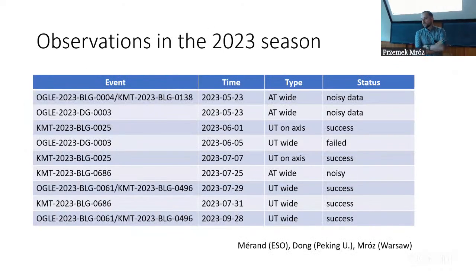We started that project last year in 2023 together with Antoine Mérand from ESO and Subo Dong from Peking University. We started using GRAVITY and GRAVITY-Wide to try to observe as many microlensing events as possible. Last year, we observed several microlensing events. Here you can see our target list. This year, because of the upgrades, we didn't do much, unfortunately.